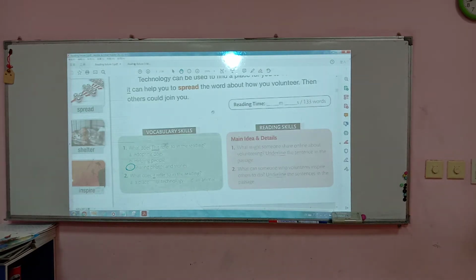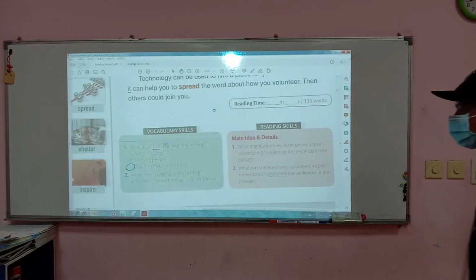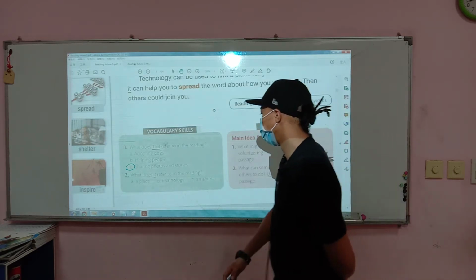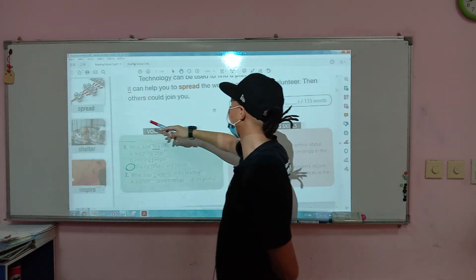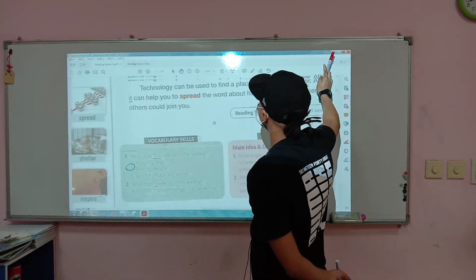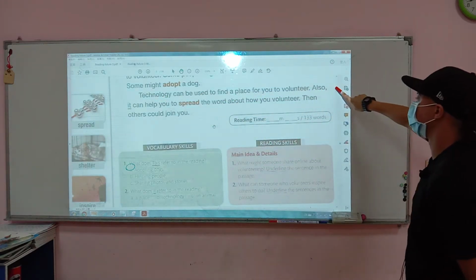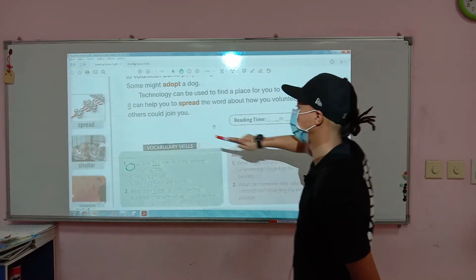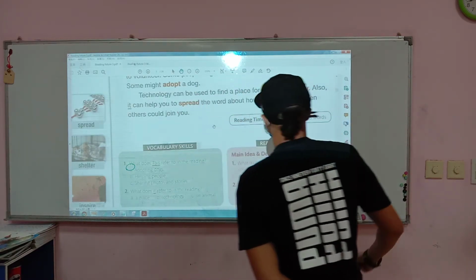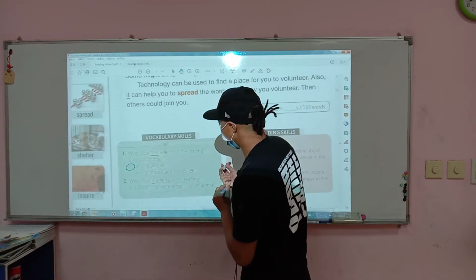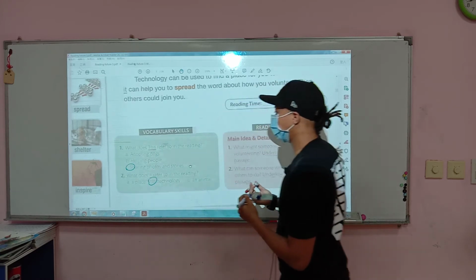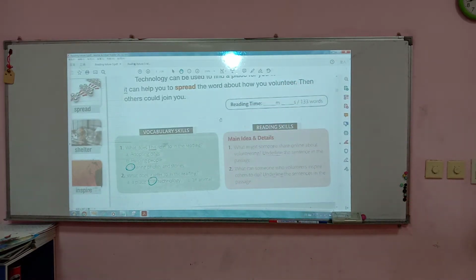Number 2, what does it refer to in the reading? So I see it right here. So it says, technology can be used to find a place for you to volunteer. Also, it can help you to spread the word. So it is about technology, yeah? Okay. Important.